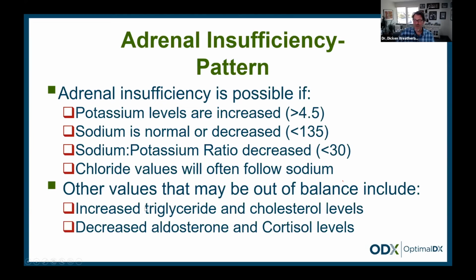Other values that may be out of balance include an increased triglyceride or cholesterol level. Anytime you're in a more hypometabolic state, a lot of these blood fats start to go up. And then obviously, if you are measuring aldosterone or cortisol levels, they will be decreased.